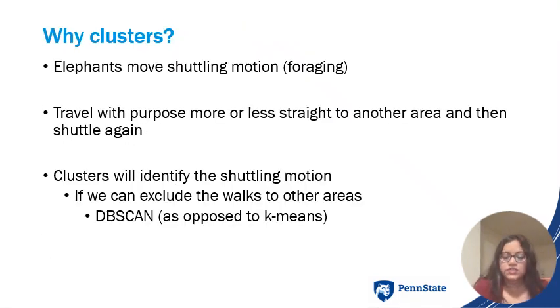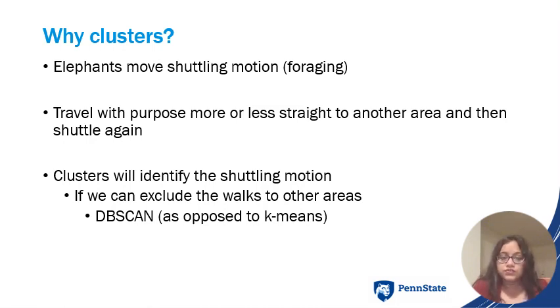The next question is why clustering is required. The first point is the shuttling motion in elephants. Elephants generally exhibit a shuttling motion during foraging, oscillating within a region before moving to another destination. Now the purpose of clustering is that it can precisely capture these shuttling movements, allowing us to differentiate between localized foraging and longer migratory walks.